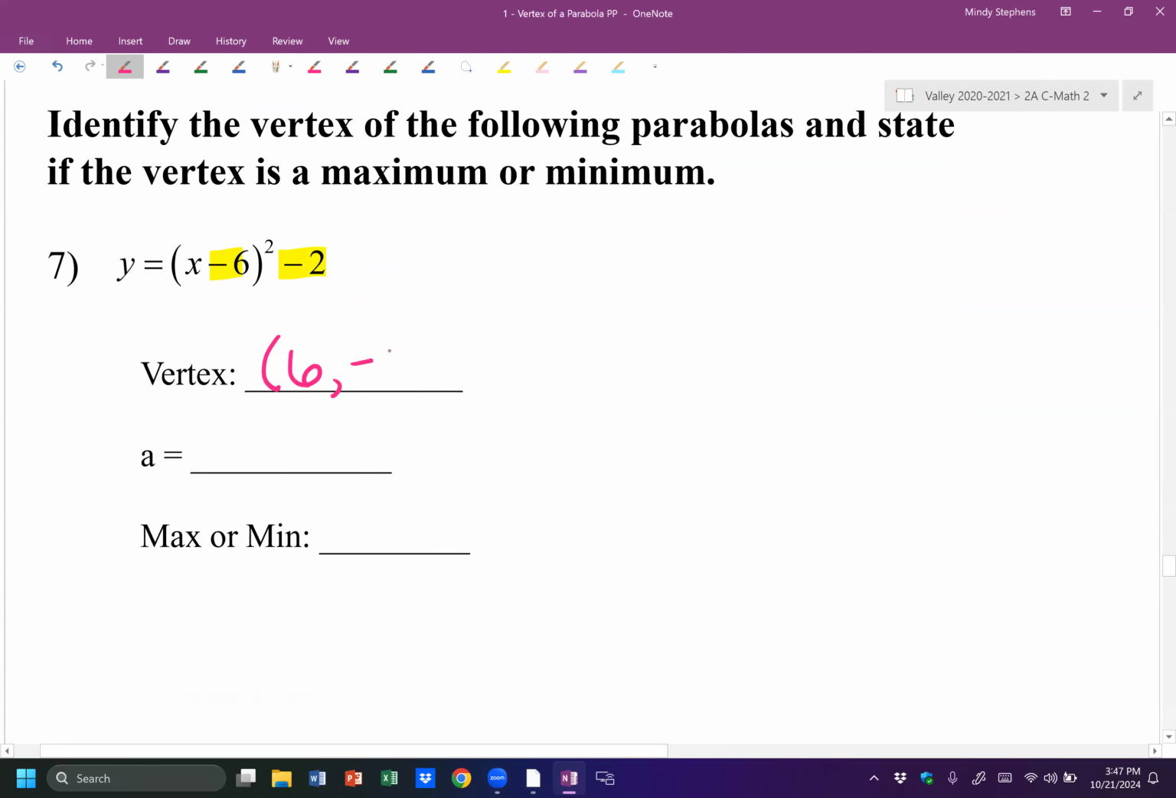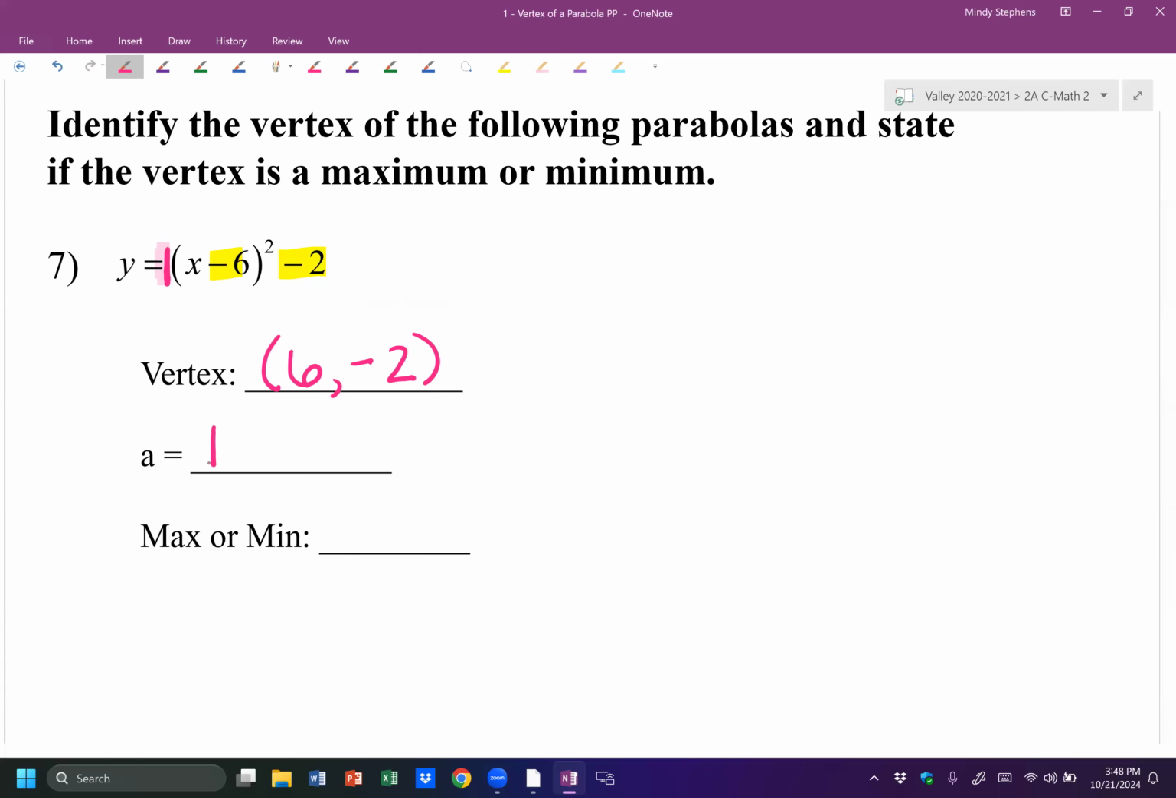The 2 is going to stay negative. Do not change the sign on the 2, just the 6. The number in front here, if there is no number here, just like what we've done in the past, there is a 1 there. So go ahead and draw a 1 on your paper right there. And the A is going to be 1. So you're going to write a 1 in that spot. It is a positive 1.